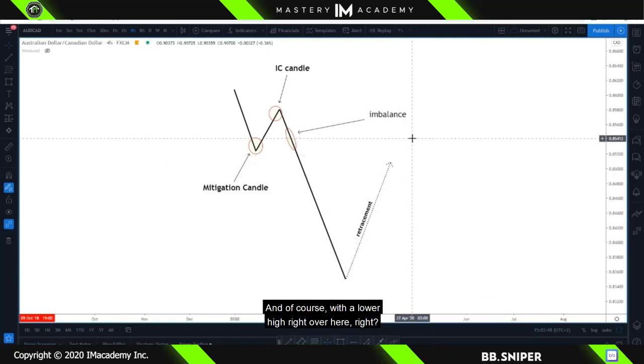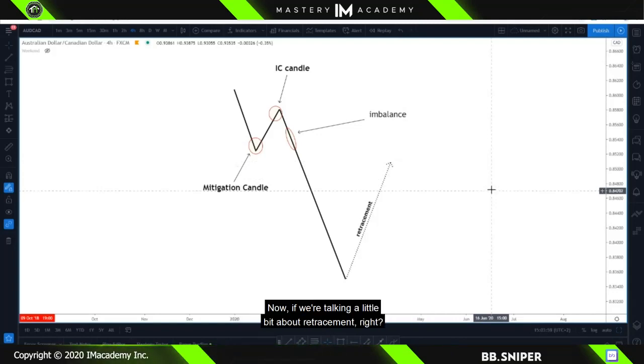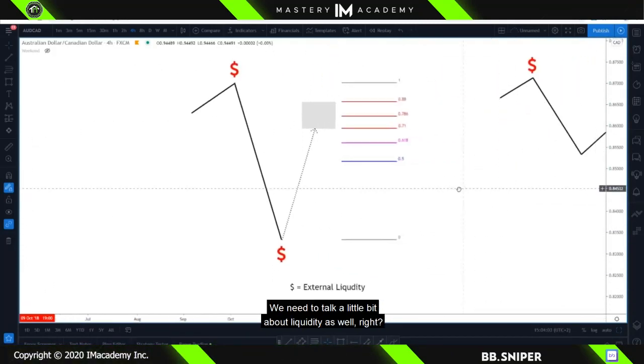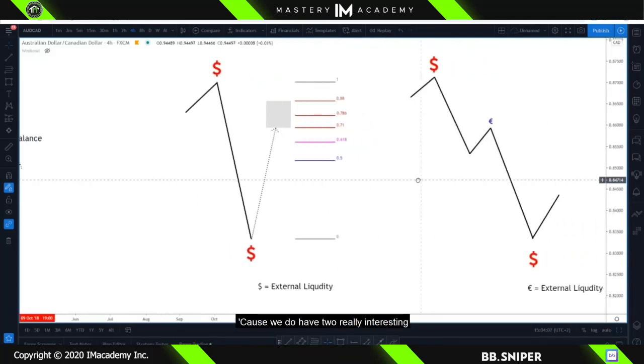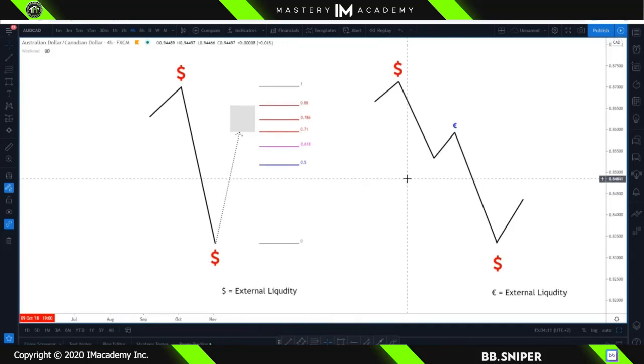And of course, with a lower high right over here, this is the expectation. Those 3 points are the expectation to which area the market could come back up. Now, if we're talking a little bit about retracement, we need to talk a little bit about liquidity as well, because we do have two really interesting environments over here.